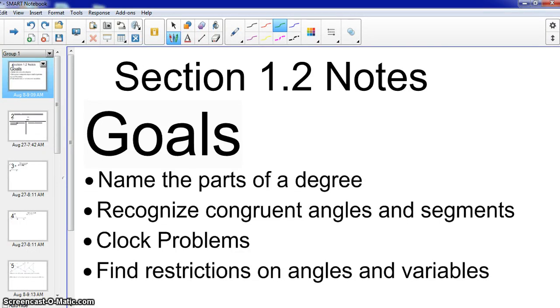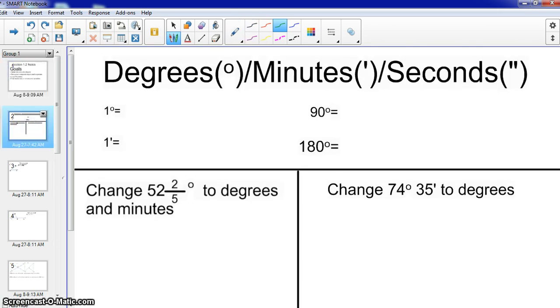Today we're going to go over a variety of things, first being more specific in the parts of a degree, also recognizing congruent angles and segments within a diagram based on tick marks. Talk about the hands on a clock and finding the angle between those hands, and then finding restrictions on angles and variables. First off, breaking down a degree, we can get more specific than degrees.